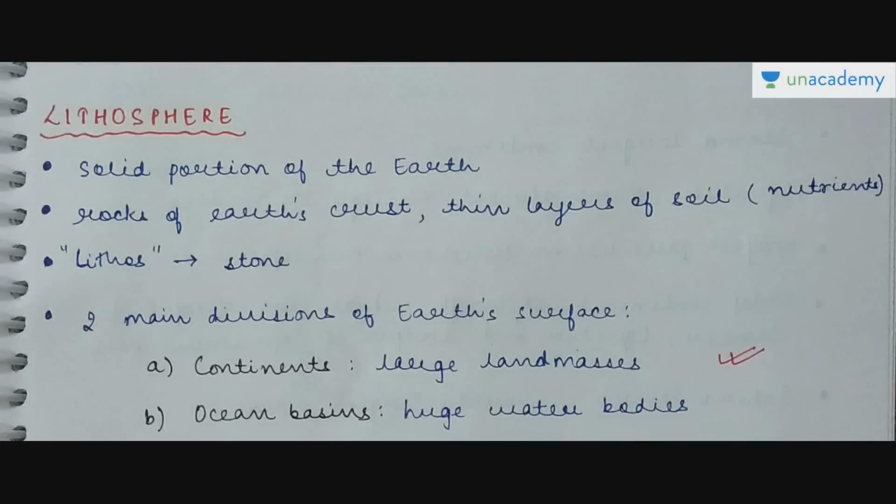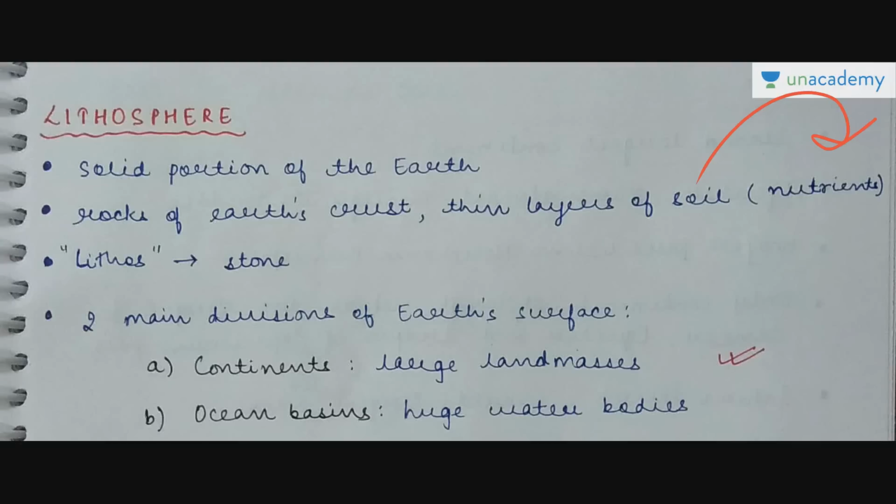Then lithosphere, it is the solid portion of the earth, the rocks of earth's crust. I have just told you that lithos means stone or rock. So the solid portion is the lithosphere, and it also has either the rocks or the soils, and the soil has nutrients which are very essential for the growth of organisms.